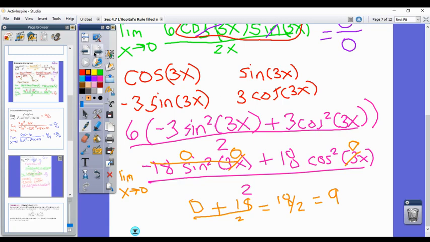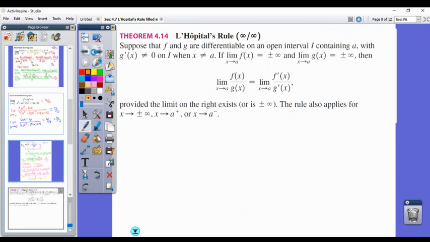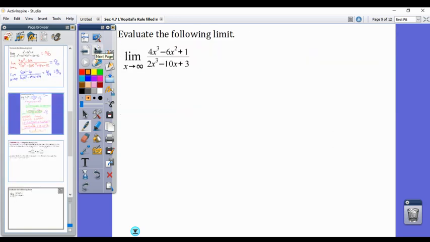All right, so we have another indeterminate form that we haven't talked about yet, and that is when we have infinity over infinity. Okay, so now we're going to do some practice where we're going to end up with infinity over infinity, but the process is the same. You're going to apply L'Hopital's rule until you get something besides your indeterminate form of 0 over 0 or infinity over infinity.